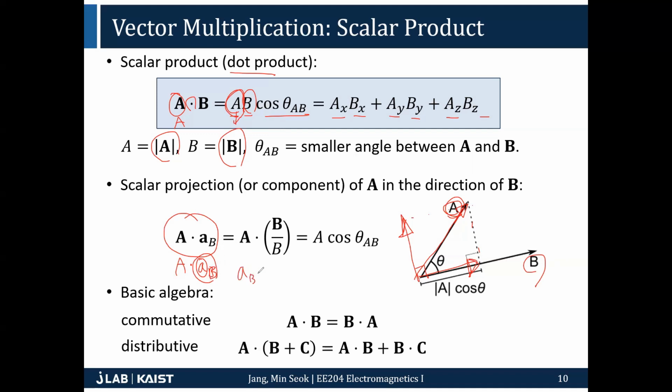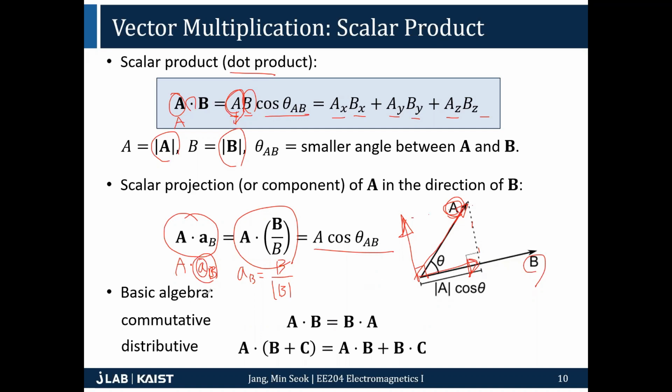So a_B, of course, is equal to B divided by B, right? So vector B divided by its magnitude. So that magnitude becomes 1, but the direction is the same as B. So if you do that, it becomes A cosine theta, right? So again, the dot product means projection. Projection of the A vector along the B vector.